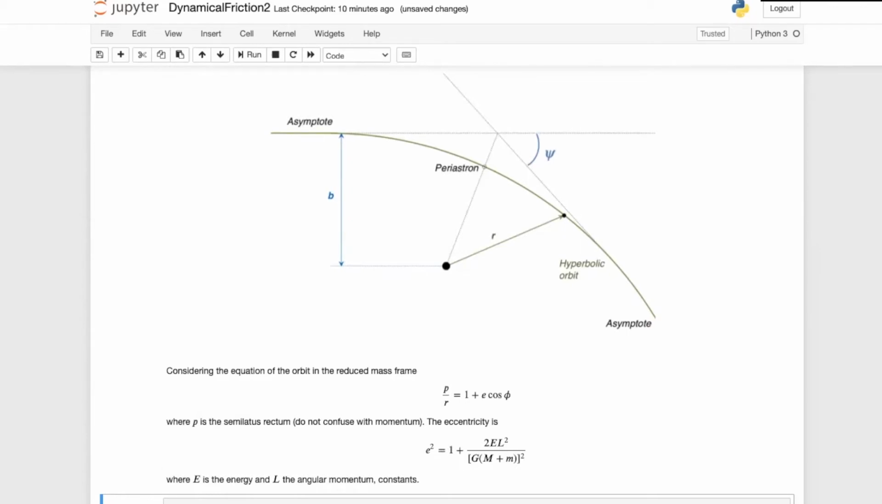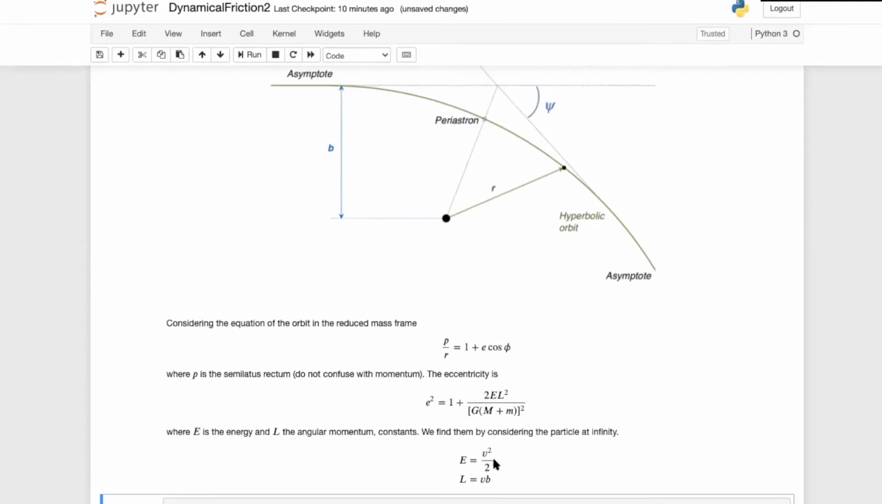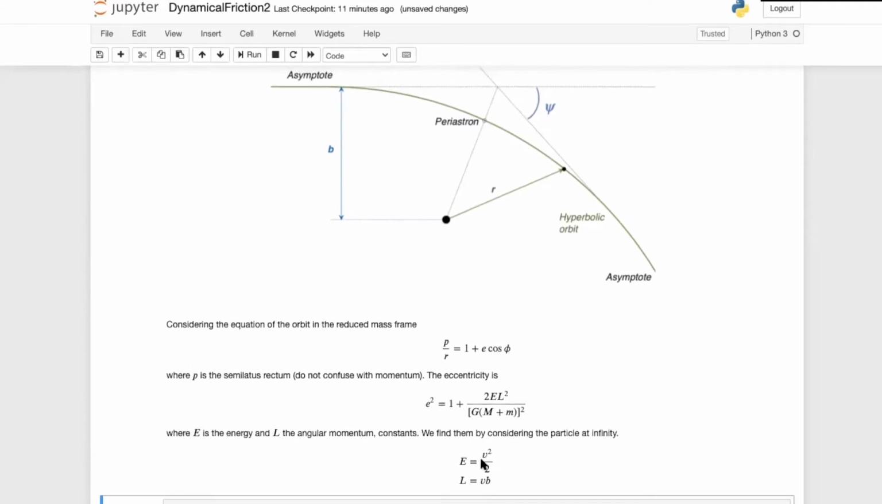We find these constants then by considering the particle at infinity. At infinity, there is only kinetic energy, there's no potential energy. So the energy is simply v squared over 2, where v is the velocity at infinity. And the angular momentum then at infinity is the velocity of approach times the impact parameter.